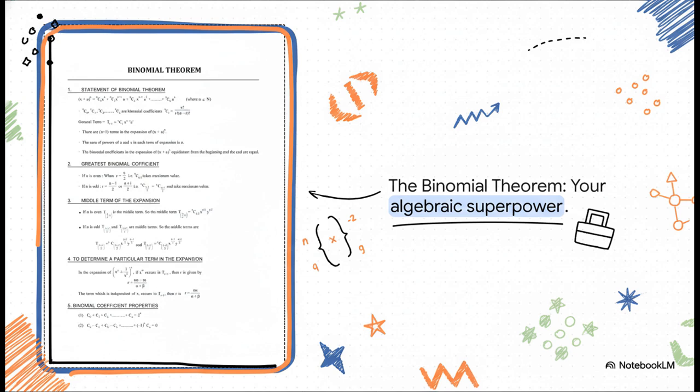Those nCr parts, they're just the numbers out front of each term. It's a notation that means n choose r, and it just tells you how many ways you can pick r things from a set of n. And look at the pattern. The power of x starts at n and drops with each term, while the power of a starts at 0 and climbs up. That perfect symmetry, that's the real magic here.